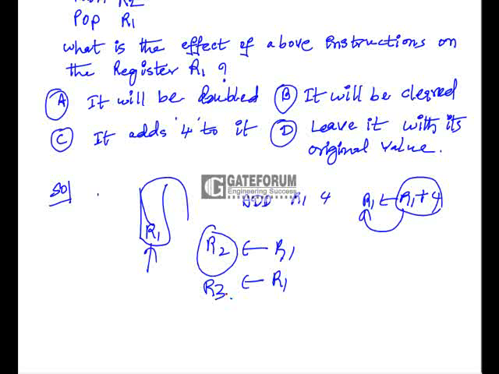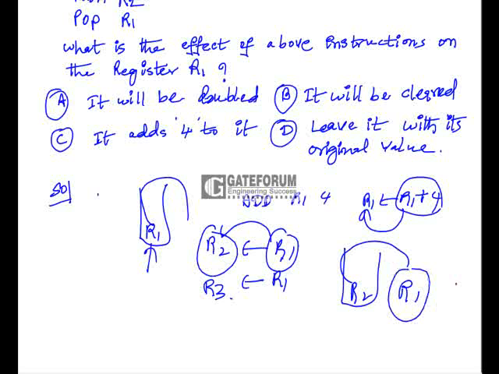Push R2 means again the R2 value is pushed into memory. The R2 value is the original R1 value only. Again pop R1 means the R2 value is again taken into R1. So there won't be any difference in the R1 value. So it is left with its original value. D is the right answer here.